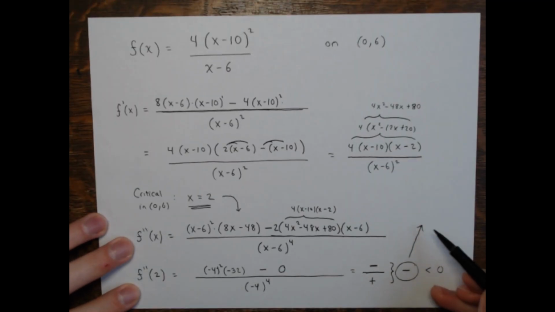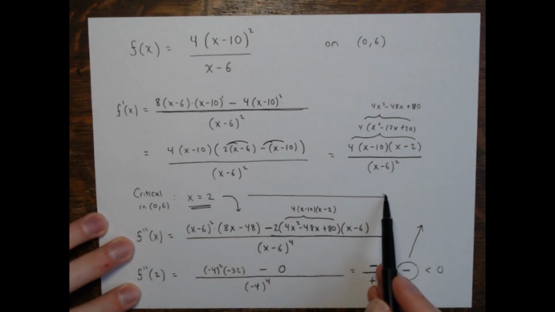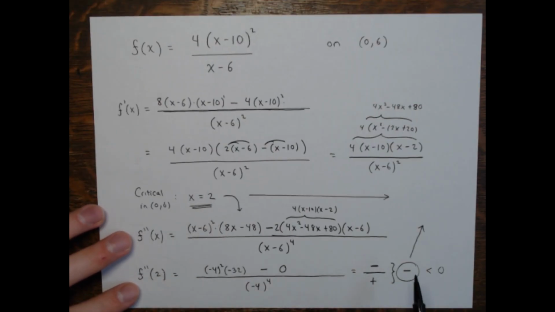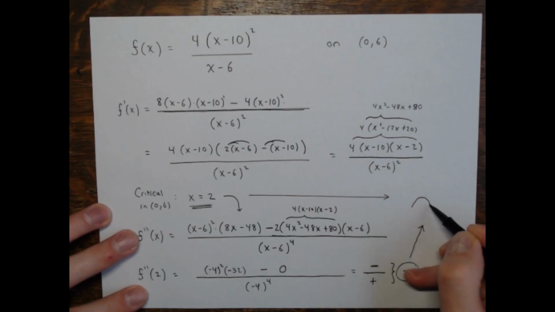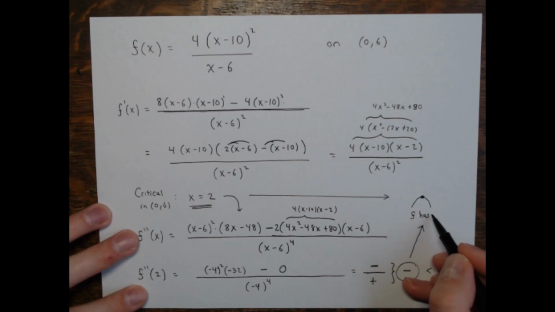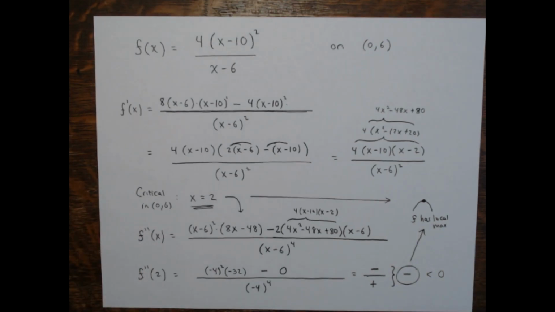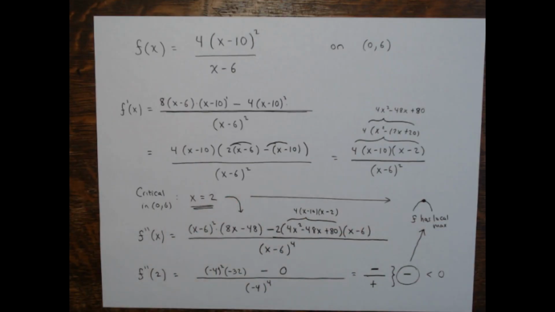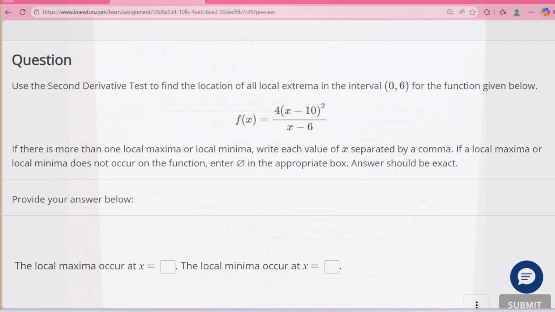So putting this together, all right, critical value at 2, and the value of the second derivative at 2 is negative. That means I'm on a piece of curve that's concave down. So we're at the top of a hill. That means f has a local maximum at x equals 2. And that's it. That's the only one. So no local minimum. I'm going to put that empty set symbol for where the local minimum occurs.